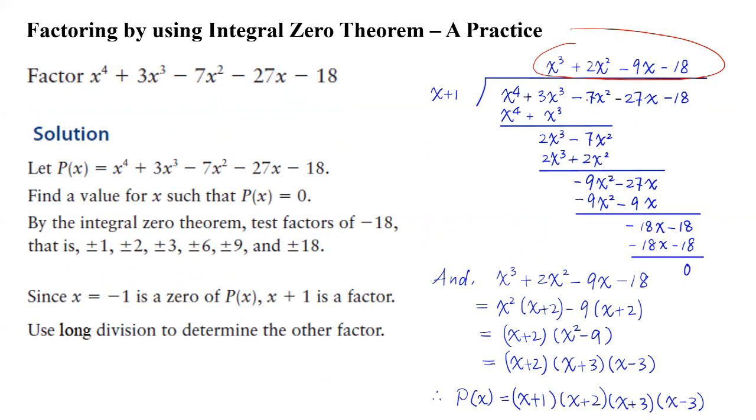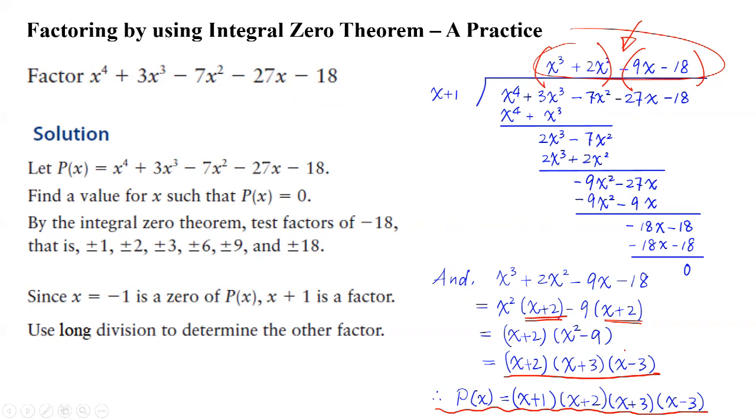And then we can further factor this expression by using factoring by grouping, right? If we put the first two terms in a group and the last two terms in another group, we can see that x plus 2 is a common factor, right? And then the other factor can be further factored into x plus 3 and x minus 3. So the original polynomial is factored to x plus 1, x plus 2, x plus 3, and x minus 3.